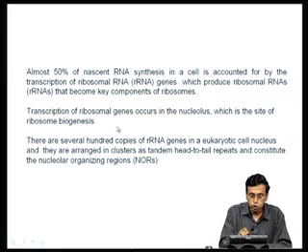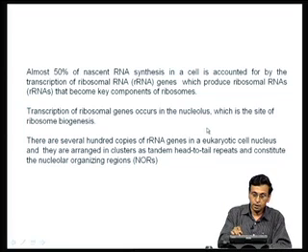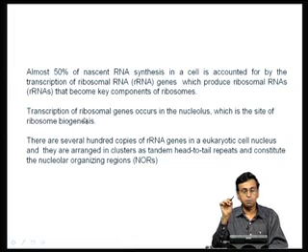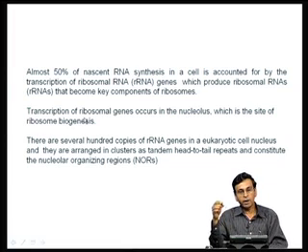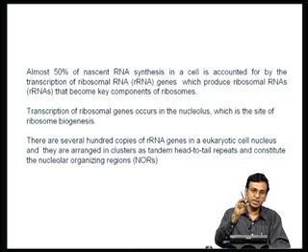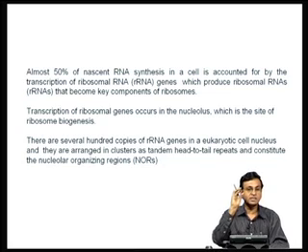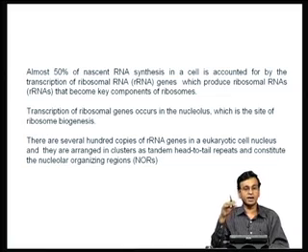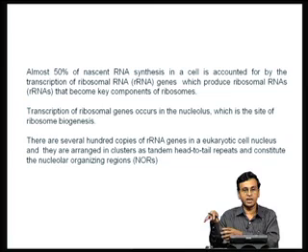Now, transcription of ribosomal genes occurs inside the nucleolus within the nucleus, and the nucleolus is actually the site of ribosome biogenesis. In order to make these huge amounts of ribosomal RNA, because they constitute the ribosomes, the cell has identified a very specific region inside the nucleus, which is the nucleolus, and it is inside the nucleolus that the ribosomal DNA transcription takes place. Ribosomal RNA is synthesized, processed, and ribosomes are assembled inside the nucleus and they come out.